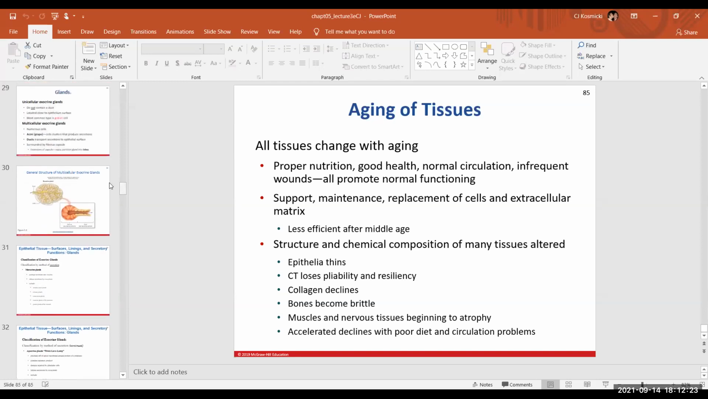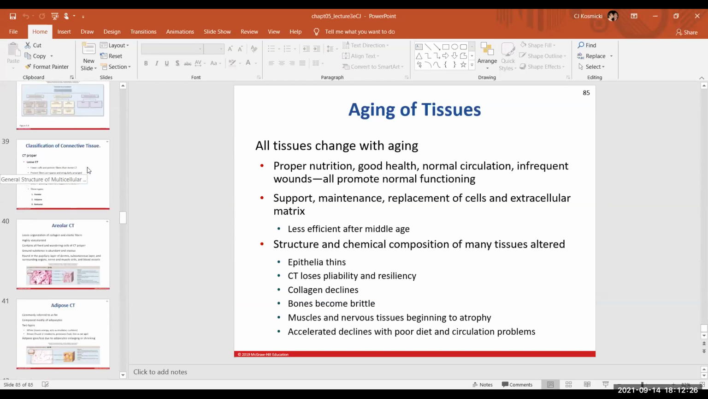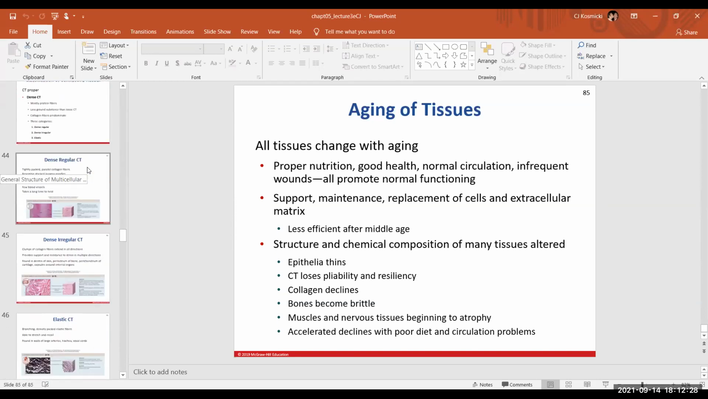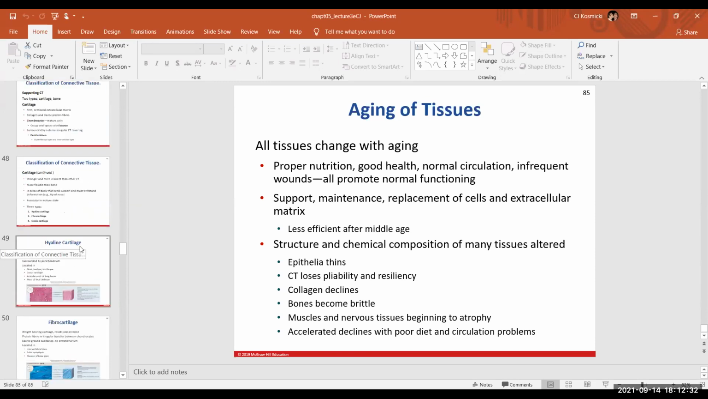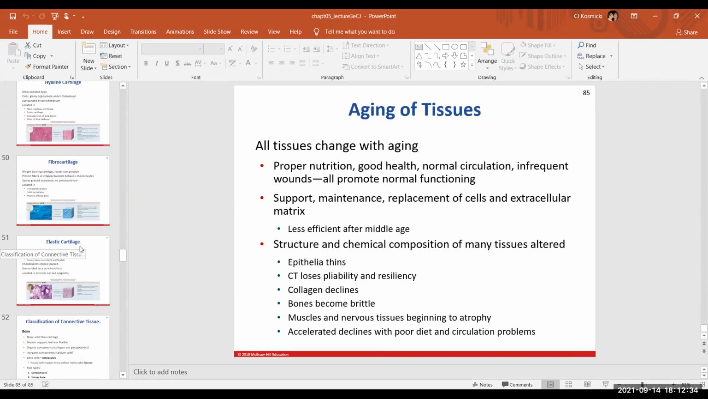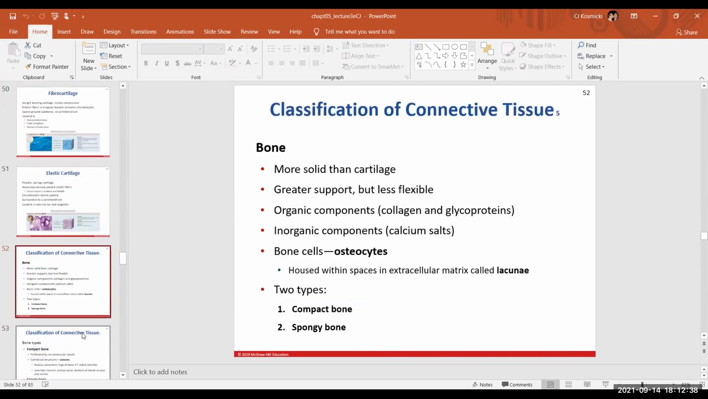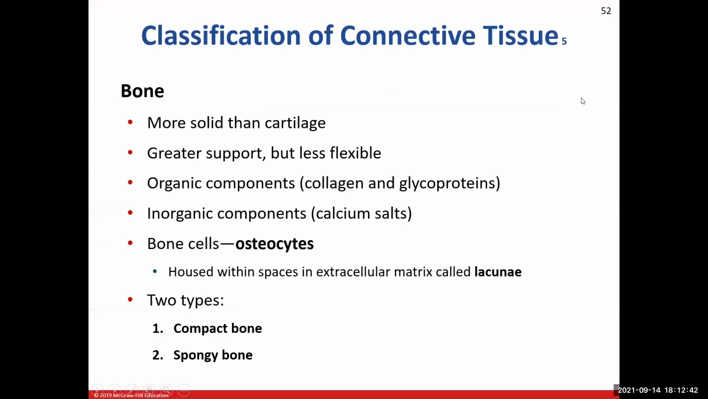And last I checked, we had just finished up cartilage. And so we were moving on. We were in our second type of connective tissue, right? And that connective tissue was supporting connective tissue. And so we had just finished cartilage, elastic cartilage. So let's get into the second type of connective tissue, which is bone.